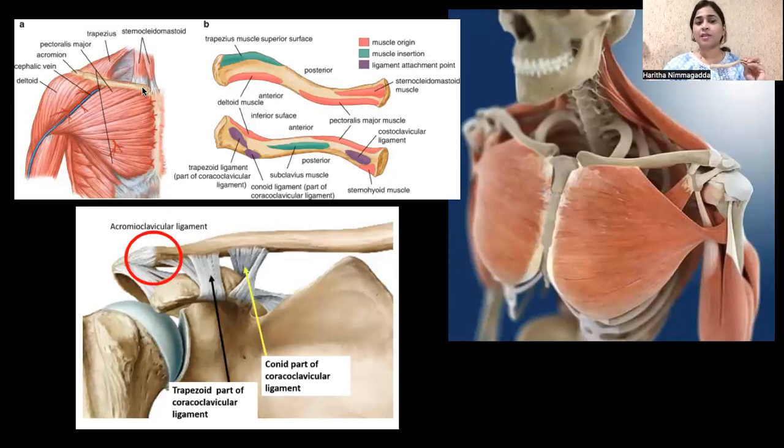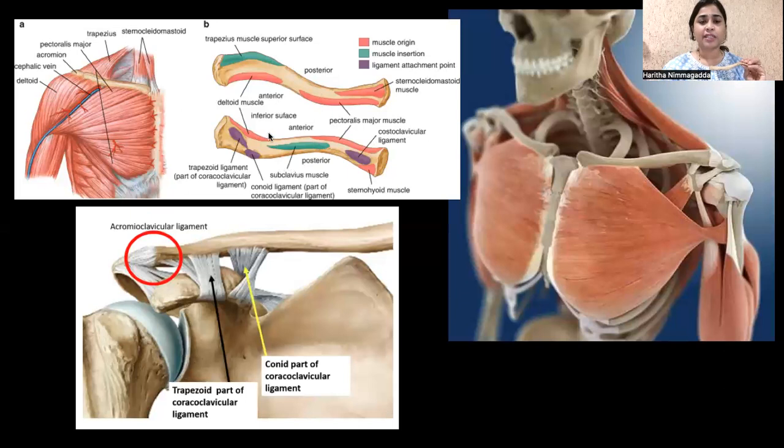So what are the muscles? Quickly we'll revise. Pectoralis major, deltoid on the anterior side of the clavicle or the anterior surface of the clavicle. Medial 2/3 it's pectoralis major, lateral 1/3 it's the deltoid. Now posterior surface, medial 1/3 only clavicular head of the sternocleidomastoid, and the lateral 1/3 we have trapezius.